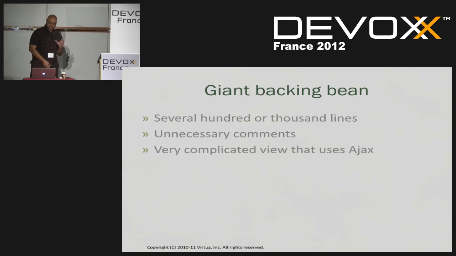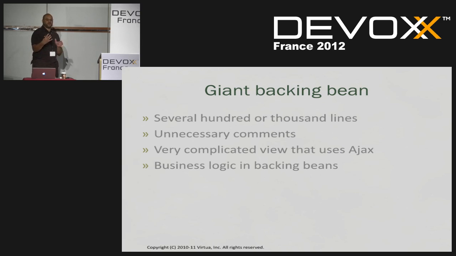So often these days you have very complicated views that use Ajax, right? So instead of having a whole bunch of different pages, you have maybe a smaller number of pages, but on any given page, there's a lot of different things that can happen. And so in order to handle all of those interactions, often your view, your backing bean gets very large, okay? So that does happen. But there's not a whole lot you can do about that.